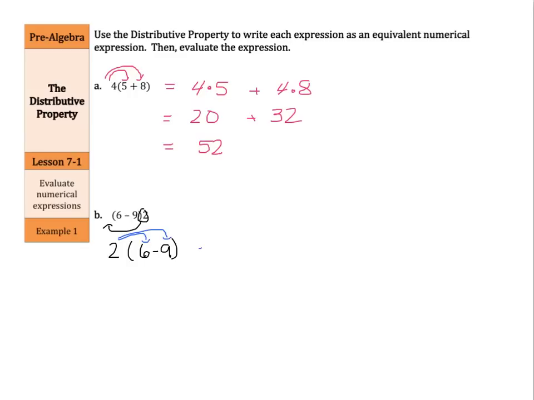So we'll have 2 times our 6, subtracting then our 2 times the 9. 2 times 6 is 12, minus 2 times 9 is 18, and 12 minus 18 is negative 6.